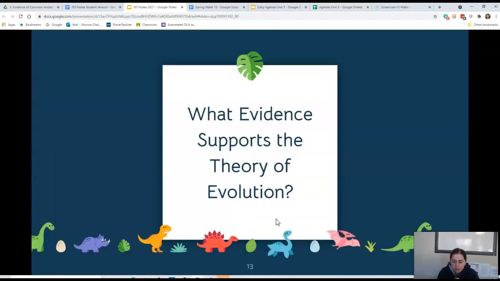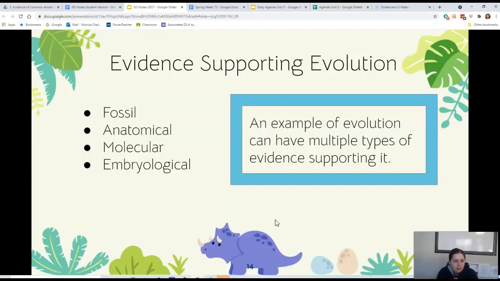What evidence supports the theory of evolution? So we're going to talk about a little bit of this. We have four different types of evidence: fossil, anatomical, molecular, and embryological. An example of evolution can have multiple types of evidence supporting it. So it's really important to understand that we don't just pick one type of evidence to support something. For something to be widely accepted, it has to have a variety of methods of supporting it so that it's not just like a stab in the dark with some one thing supporting it. You have to be able to consistently prove something for it to be widely accepted.